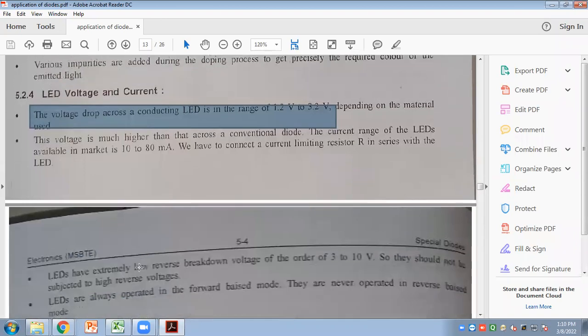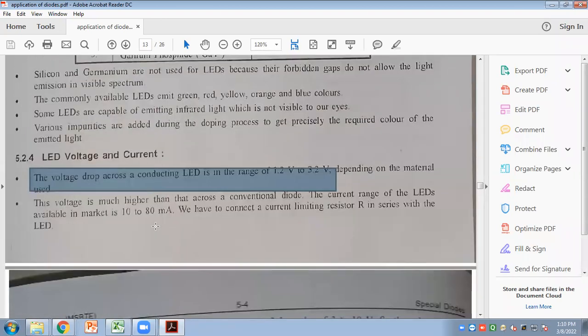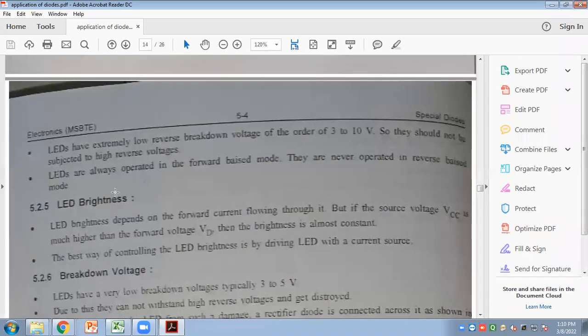So then also the current range available in the market for those diodes is 10 to 80 milliampere. Extremely reverse bias voltage will be there, and according to the reverse bias voltage being applied, the order of reverse bias voltage is 3 to 10 volts.